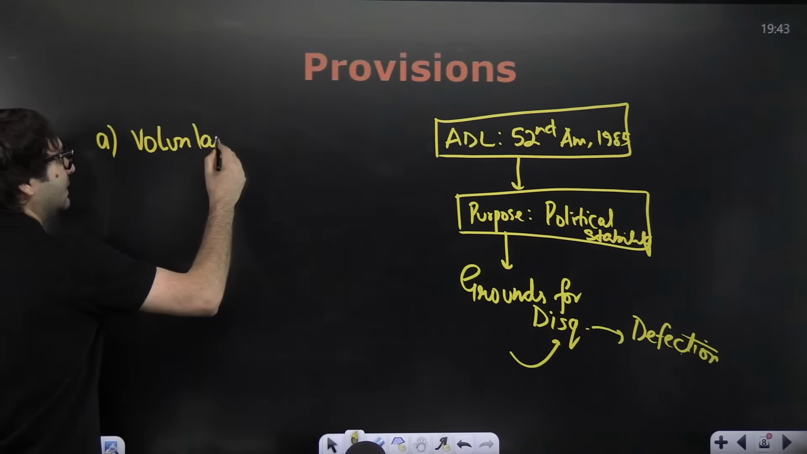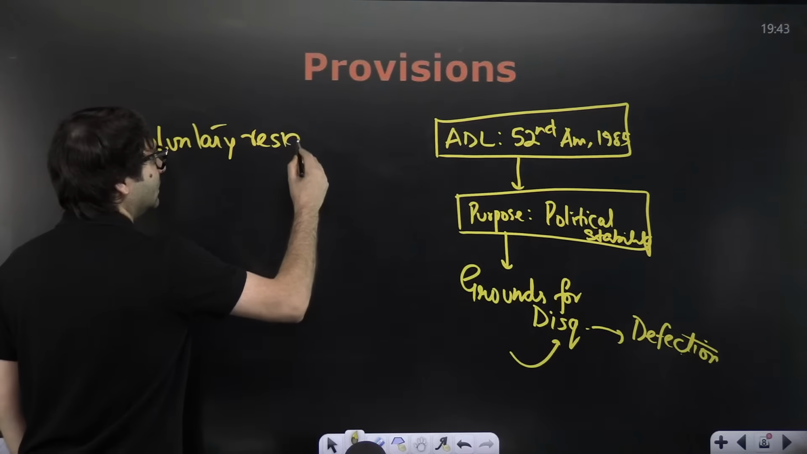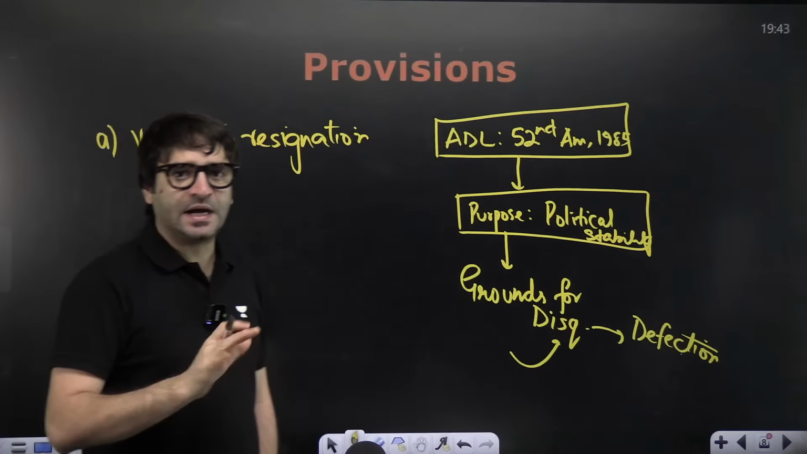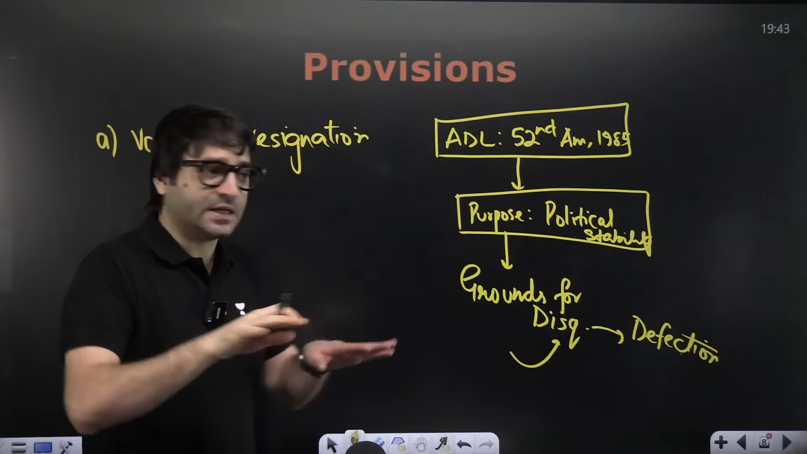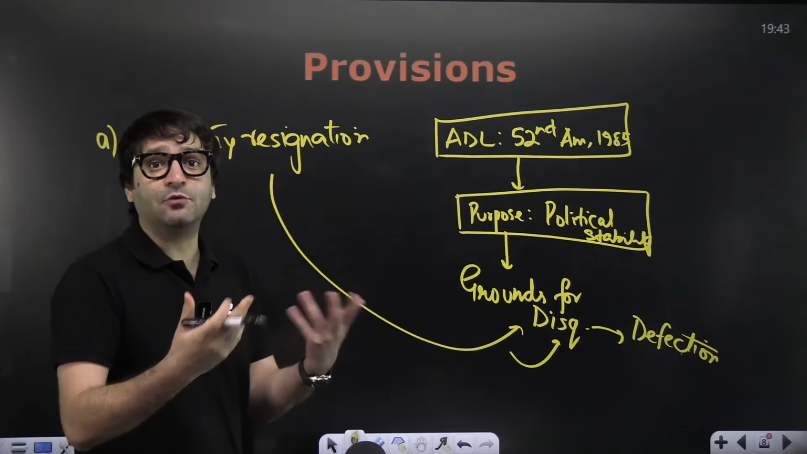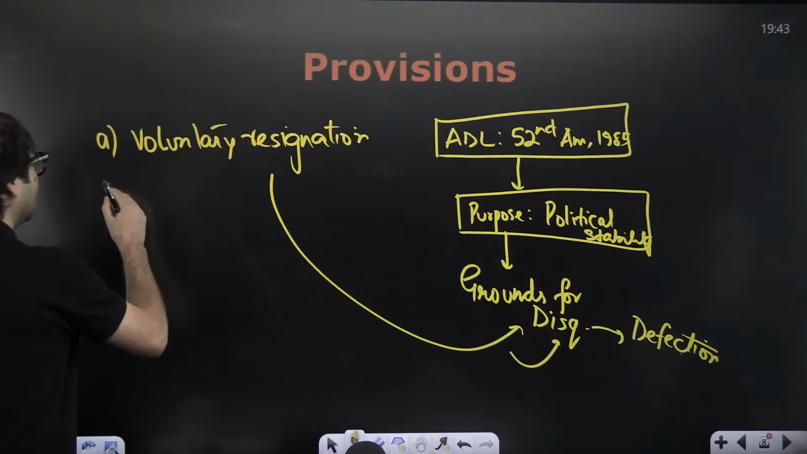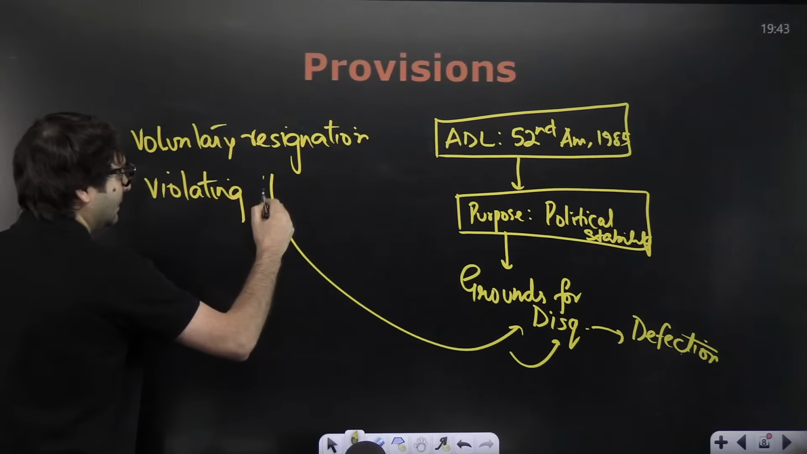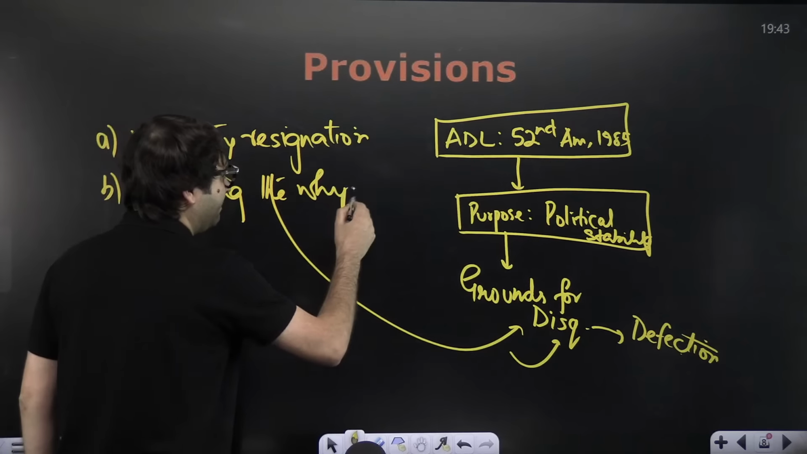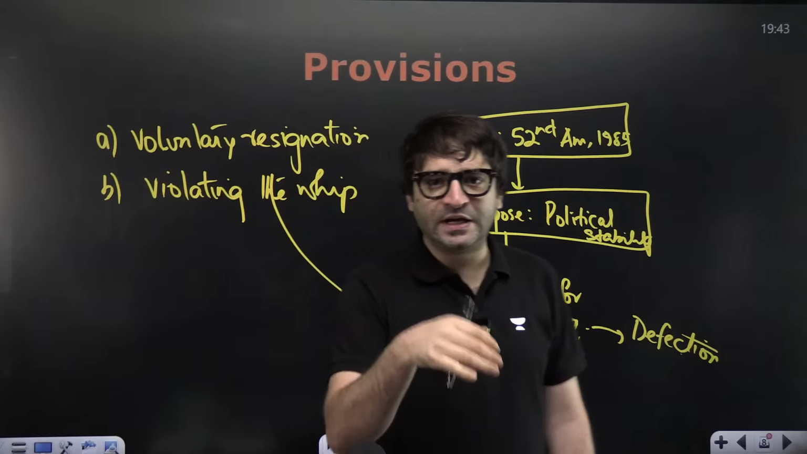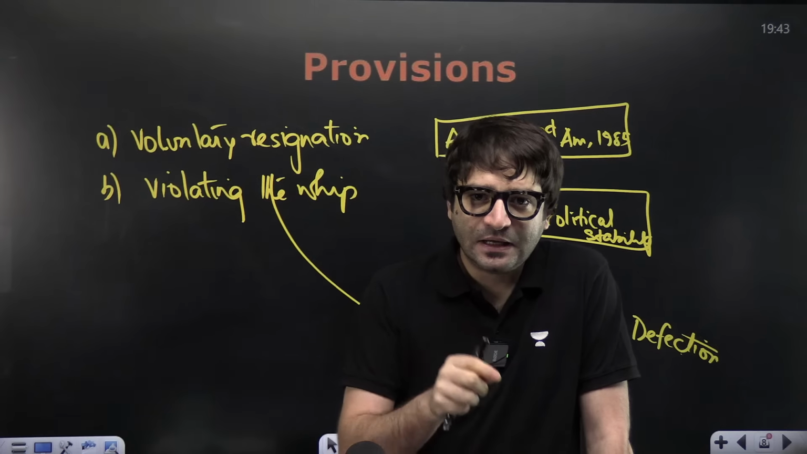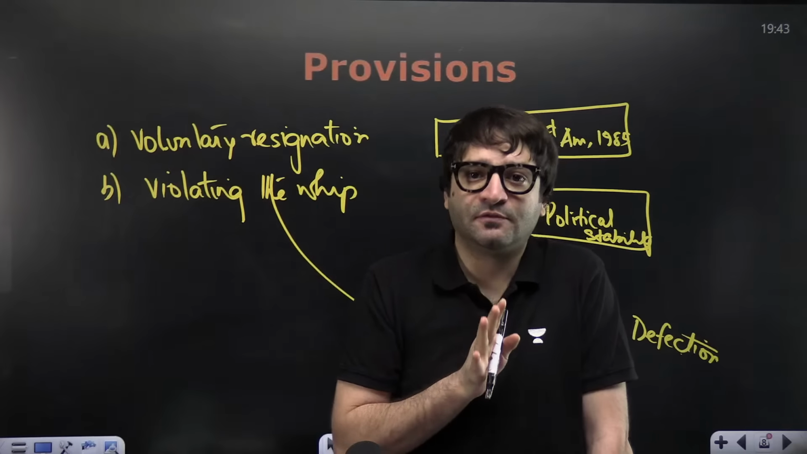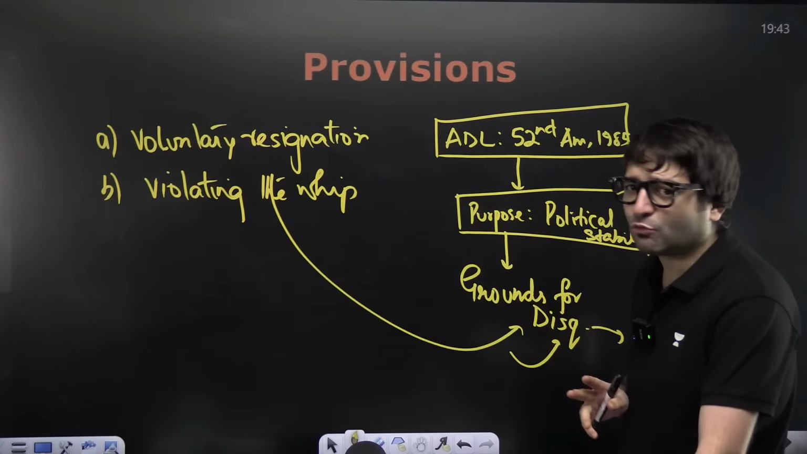voluntary resignation. If a member of a house belonging to a political party voluntarily resigns from his political party, disqualified. Voluntary resignation is a ground for disqualification on the grounds of defection. Violating the whip, which means if the whip issued was, you have to vote in favor of this no confidence motion. If you vote against, it is violation. If you abstain from voting, it is also violation, which means that becomes the ground for disqualification.